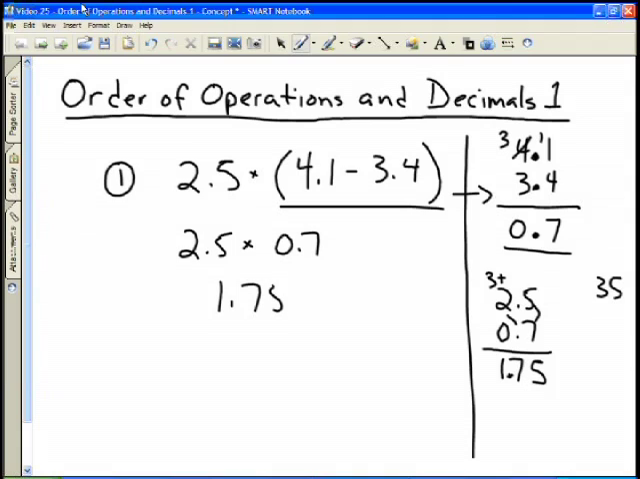And again, it should make sense to you. Here we're taking a number and we're multiplying it by a number that's less than 1. So we would expect our answer to be smaller than what we started with, and indeed it is.